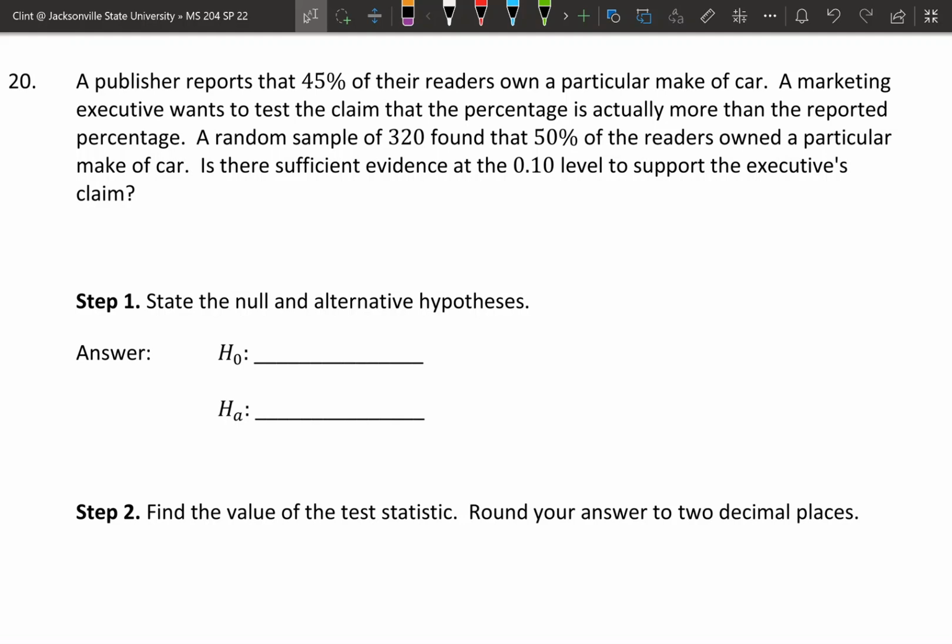So let's see. We got a publisher who reports 45% of their readers own a particular make of car. A marketing executive wants to test the claim that the percentage is actually more than reported. So that would be that p is greater than 45%. Null would be that p equals 45%, or 0.45.